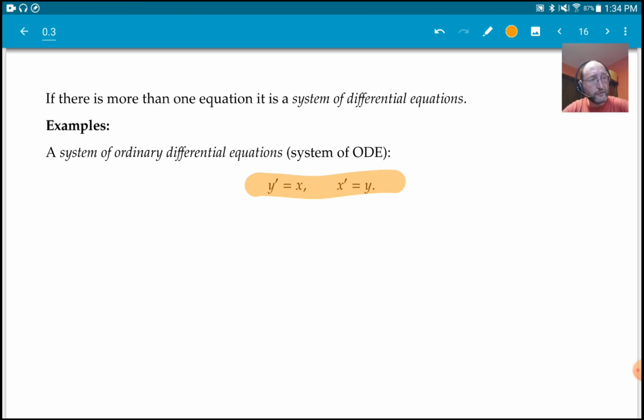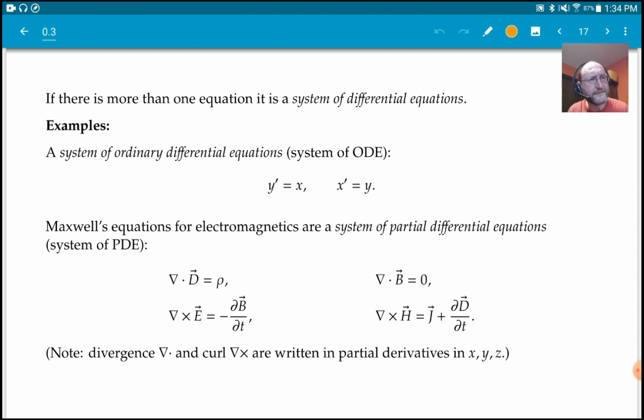But you have to satisfy both of them. So you have to get a solution, meaning you have to find both x and y in terms of t, and they have to satisfy both of these at once. So that's what it means to be a system, that you have several. Now, this is an ODE, there's just one independent variable, or you could have several independent variables.